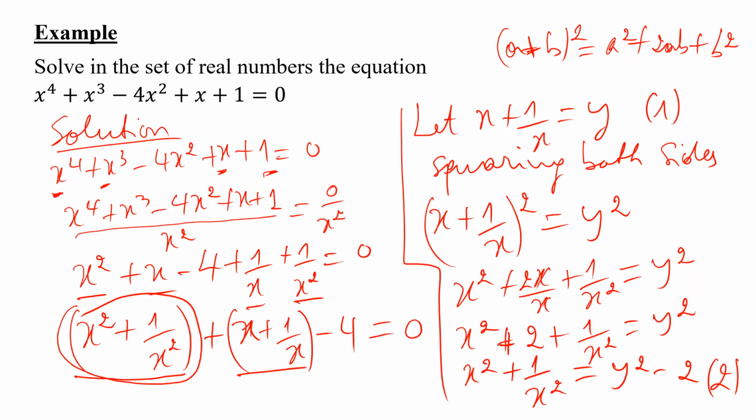Now, as you see, we have this expression and this one. We are going to replace x plus 1 over x and a squared plus 1 over a squared by their values in this equation here. What do we get now?